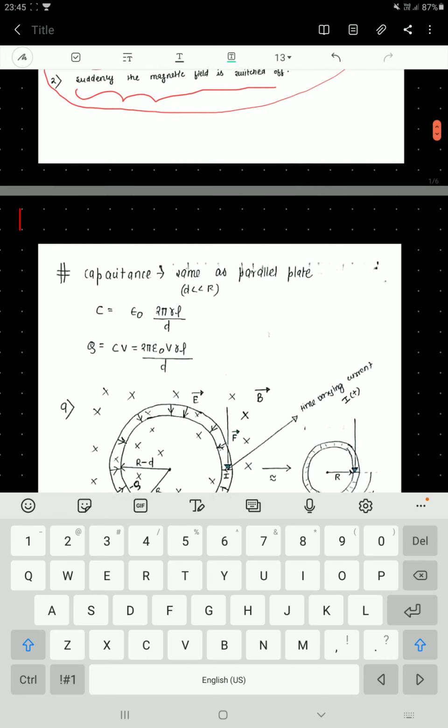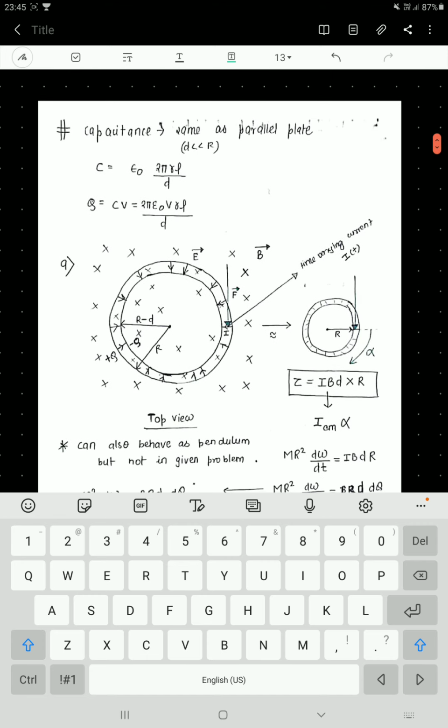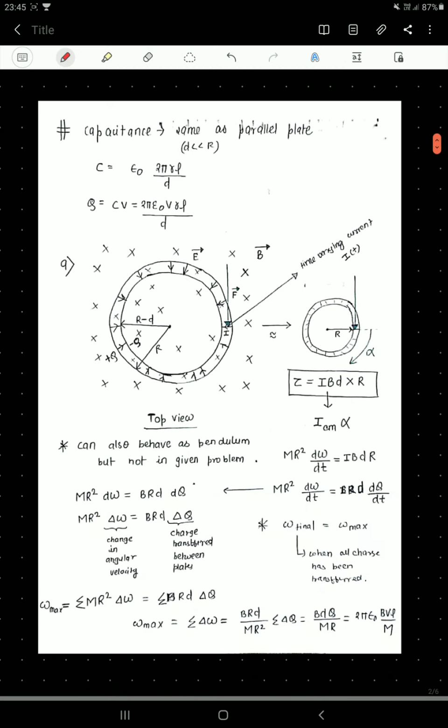So when we calculate the capacitance of the system, we can easily say that the capacitance is the same as for the parallel plate capacitor, since we have been given the condition D is very less than R. So this is the area of the plate, and D is the separation between the two plates. Now here the charge can be written as 2 pi epsilon naught VRL by D.